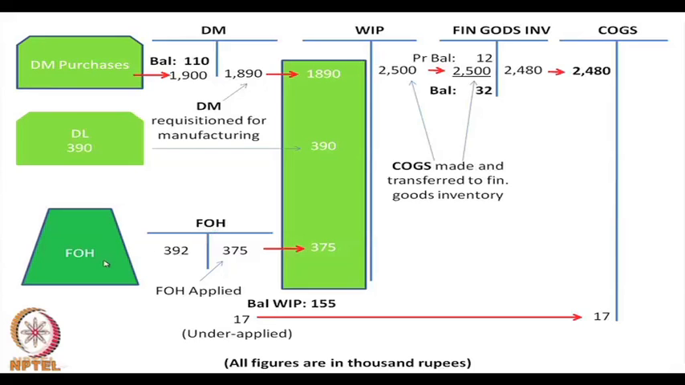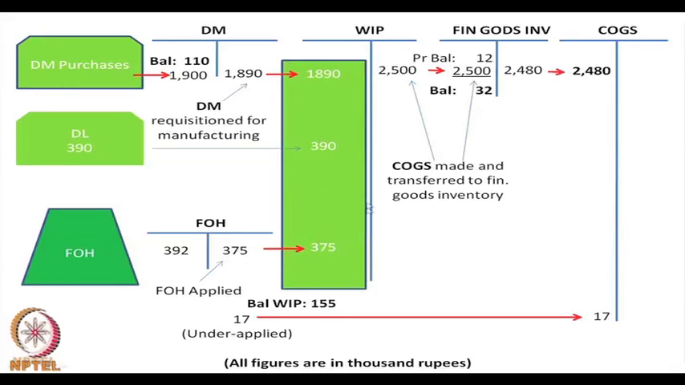And lastly, the factory overhead, the total factory overhead adds up to 392,000 rupees and only 375,000 rupees could be applied to this job. Now, how this 375 figure came into picture, that we shall discuss a short while from now. Therefore, when making the job, these are the costs that were obtained from different calculations. From the material requisition form, it is 1890 for direct material, 390 for direct labor and 392 was the total factory overhead, of which only 375 was applied.